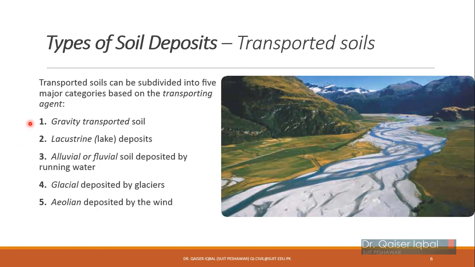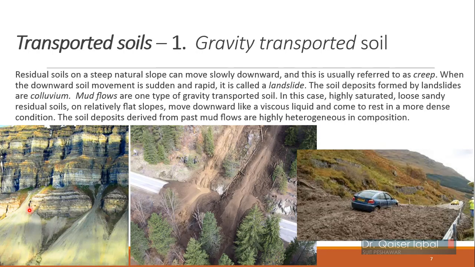First is gravity transported soil, which is transportation by gravity action. Then we have lacustrine or lake deposits. We have alluvial or fluvial soil deposits, which are usually formed by running water. Then we have glacial soil deposits, which are deposited in lower-lying areas by glacier movement. And we have aeolian soil deposits, which are basically soil deposited by the wind. Okay, so now discussing them one by one in detail.